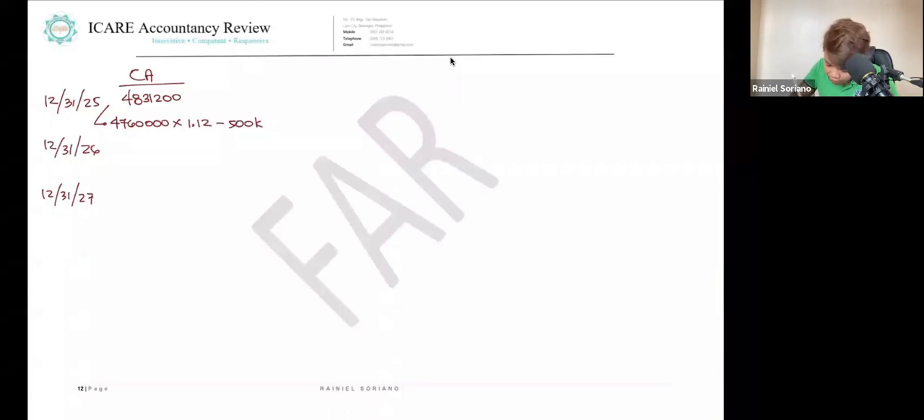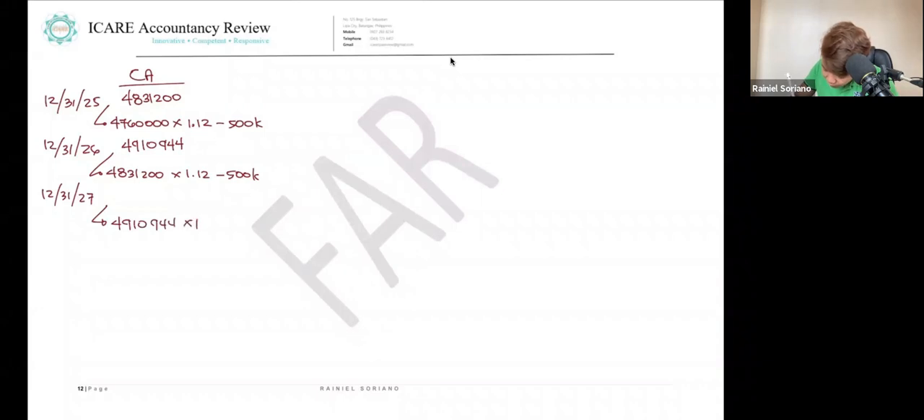Okay? Ang computation natin dito will be equal to 4,831,200. Yun yung carrying amount at the beginning times 1.12 minus 500,000. Okay? So, minus 500,000, this is equal to 4,910,944. Okay? Then apparently dito, ang computation natin, syempre, is 4,910,944 times 1.12 minus 500,000, or syempre, equal na to sa 5 million pesos natin na face amount. There's just a difference, no, of 257 pesos due to rounding off of the present value factor.